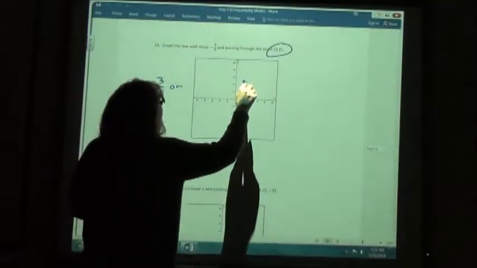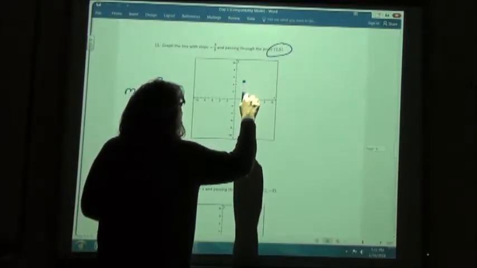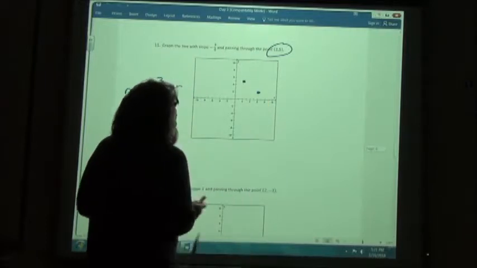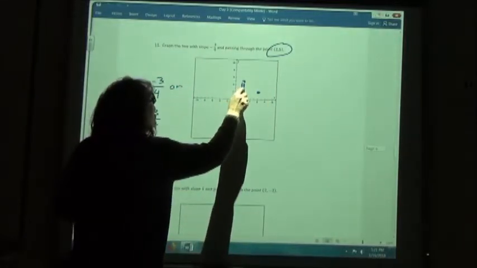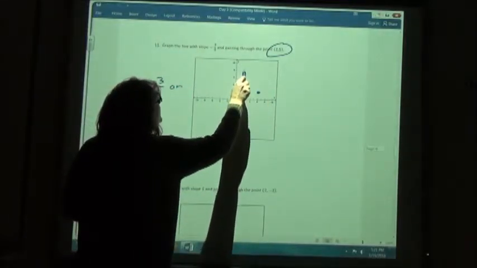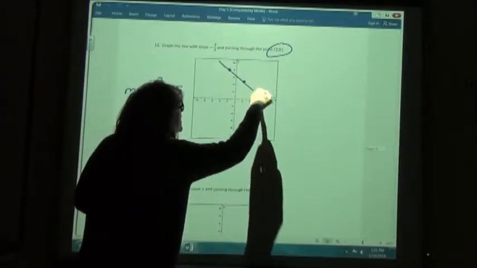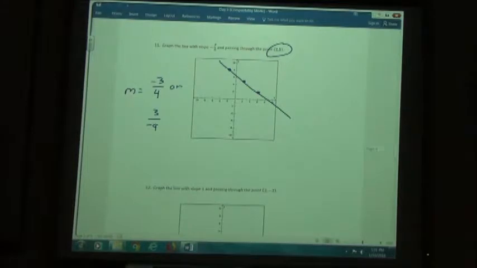So if I start with negative 3, down 1, 2, 3, and over 4, 1, 2, 3, 4, I could have a point there. Or I could have gone up 1, 2, 3, and to the left 1, 2, 3, 4, and have a point there. You can see they all line up in a nice straight line. Go ahead, try number 12.